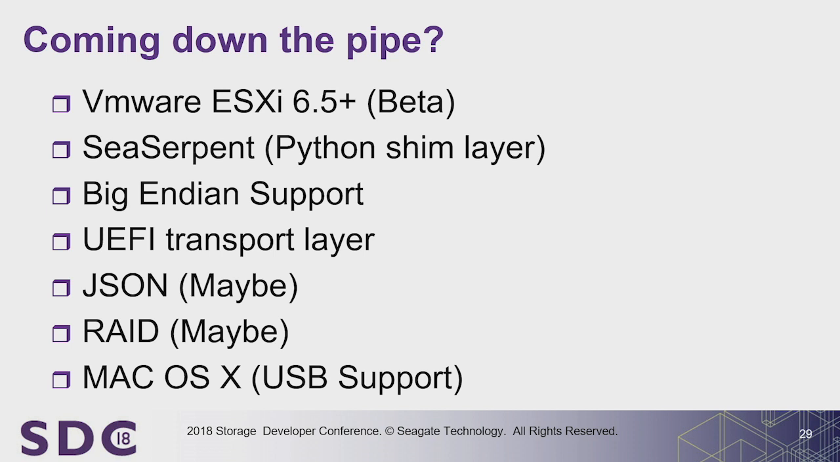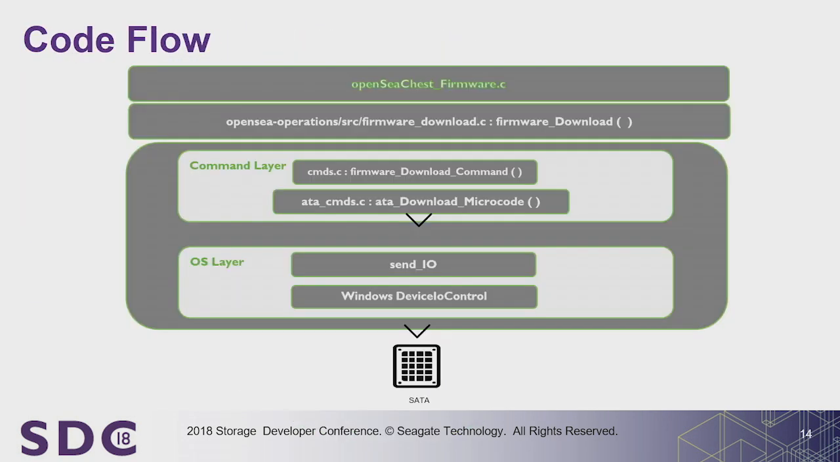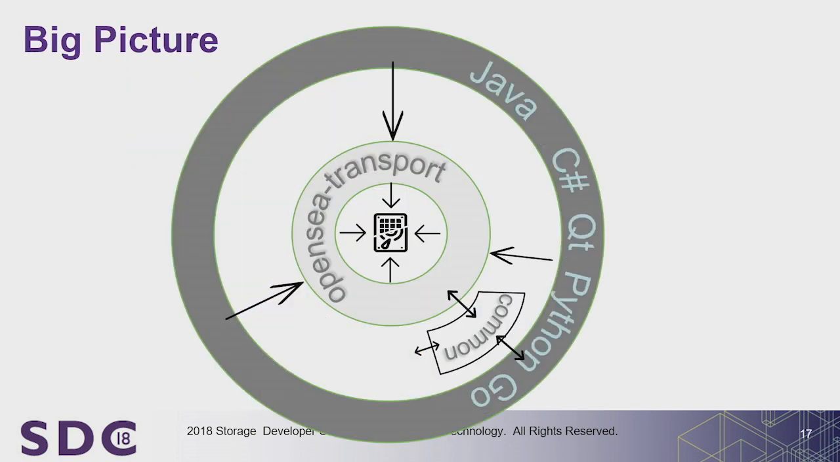UEFI transport layer, I don't know if any of you are interested in it, but we thought it would be kind of cool. If I go back to this layer, in order to support UEFI using the UEFI shell layer, you just add another transport layer right here. Once you come down to the send IO, you just package it into how UEFI likes to do it, and then you're done. So we have some code. I think there's a branch out there which talks about the UEFI. So it's coming down the pipe.